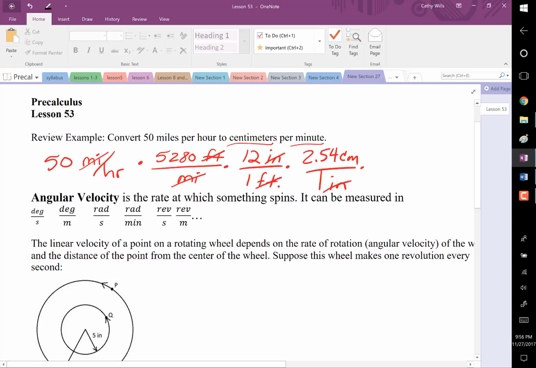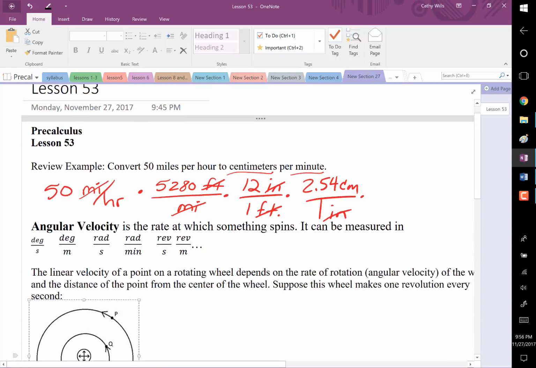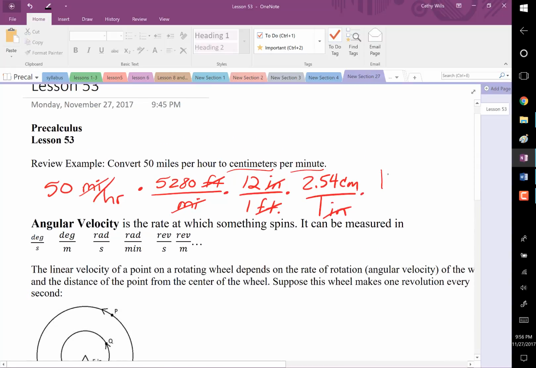So I'm at centimeters. Now I just need to change hours to minutes. There are 60 minutes in 1 hour. And since the hours are on the bottom, I want to put hours on top. So 1 hour, 60 minutes. So the hours on the bottom, hours on the top cancel, and I'm left with centimeters per minute.